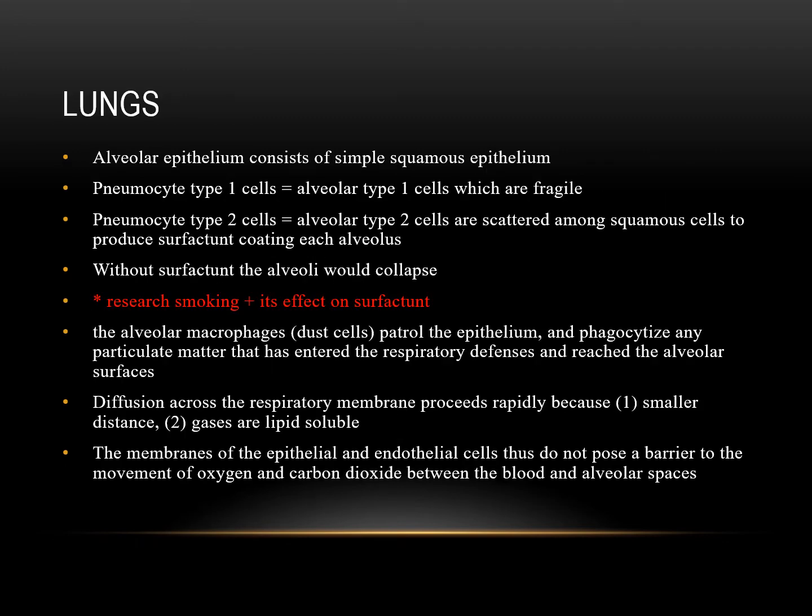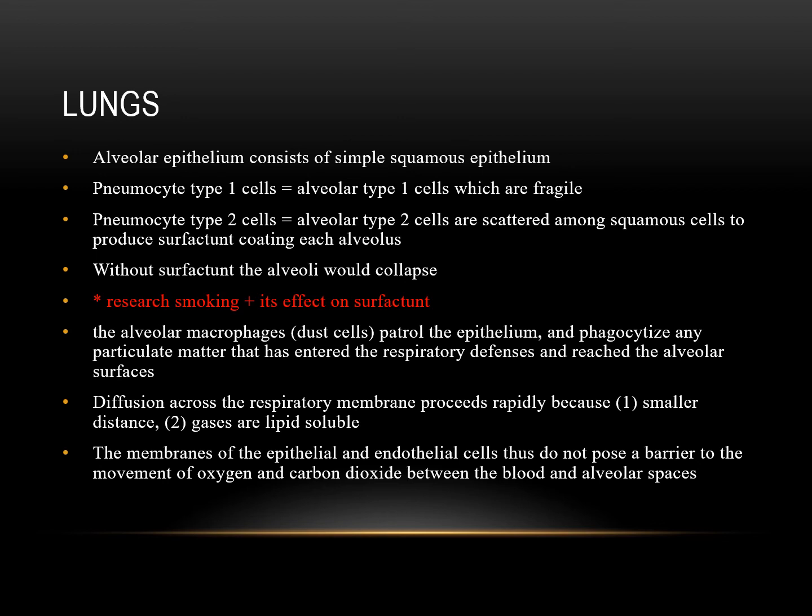Alveolar epithelium consists of simple squamous epithelium. Pneumocyte type 1 cells, or alveolar type 1 cells, are fragile. Pneumocyte type 2 cells, or alveolar type 2 cells, are scattered among the squamous cells to produce surfactant coating each alveolus. Without surfactant, the alveoli would collapse. Research has shown that smoking decreases surfactant.